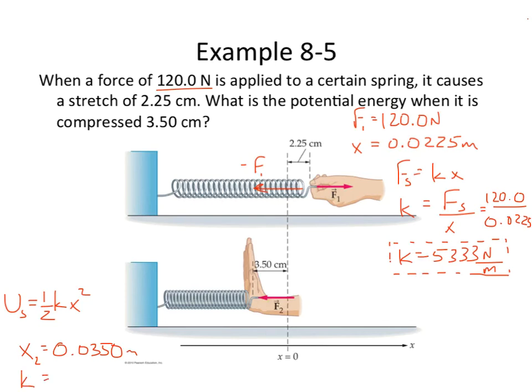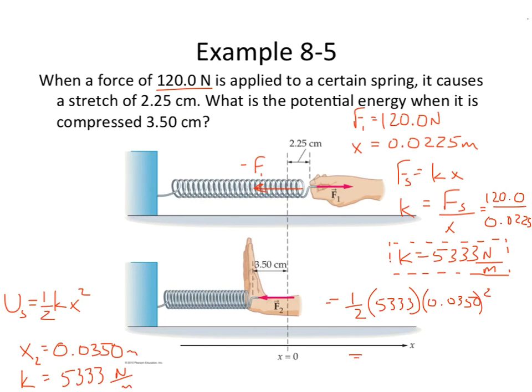And we know the spring constant because we just solved for it. That k equals 5,333 newtons per meter. Let's find out what that comes out to in terms of joules. That is the potential energy in joules locked up in that spring right there. So that's going to be 1/2 k. So the k is 5,333 times our x squared. So that's 0.035, that value squared right there.